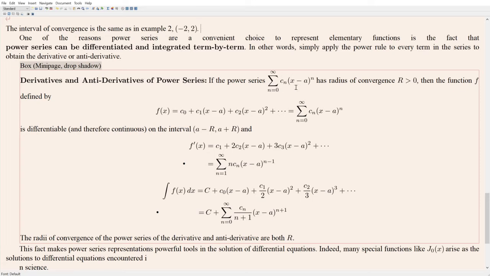So this is indeed a function, right? It's a function of x. So it makes sense to ask whether this function can be differentiated and anti-differentiated. And indeed they can, and very easily, because literally all you need to do is just apply the power rule to each term of the series. That's what's called differentiating and integrating term by term. So you literally just differentiate all of the terms, and it works.